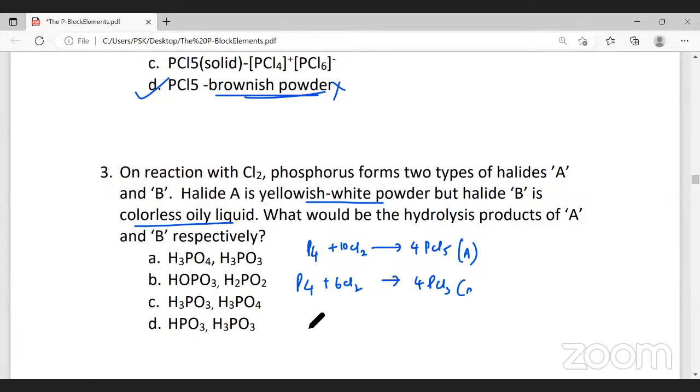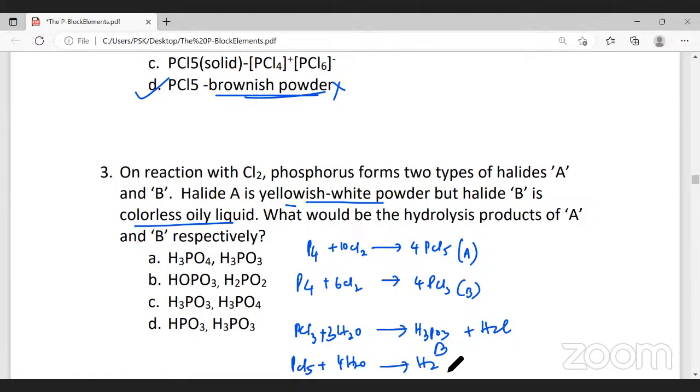Now, halide A is yellowish white, but halide B is colorless oily liquid, which on hydrolysis gives A and B. So PCl3 on hydrolysis gives H3PO3. This is B, plus HCl. And this PCl5 on hydrolysis gives H3PO4 plus 5 moles of HCl. This is A. The answer for this question is option A, H3PO4 and H3PO3.